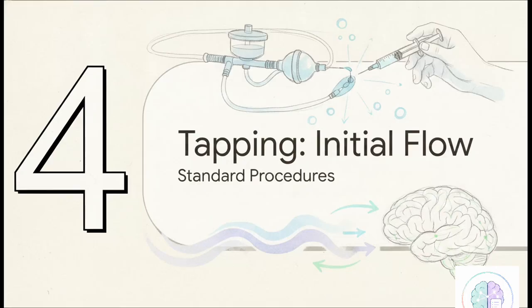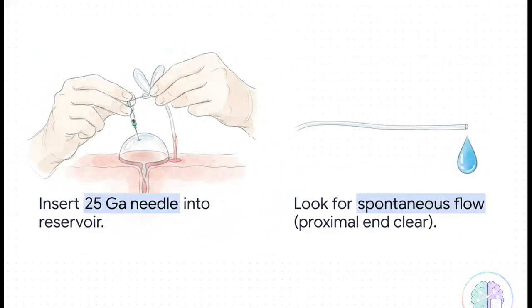All right, part 4, shunt tapping and initial flow steps. Let's get into the actual procedure. Okay, so let's walk through the standard operating procedure. First, after a thorough shave and sterile prep, you're going to insert a 25-gauge butterfly needle right into the reservoir. Immediately, you are looking for spontaneous flow into that butterfly tubing. The diagnostic interpretation here is wonderfully straightforward. If you see spontaneous flow, it tells you the proximal end of the system is not completely occluded. It is your very first clear sign of proximal patency.